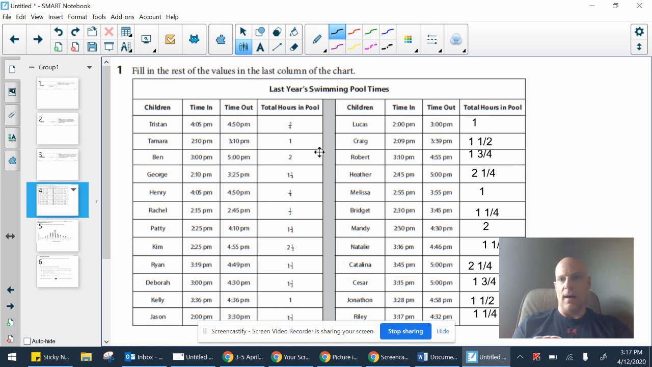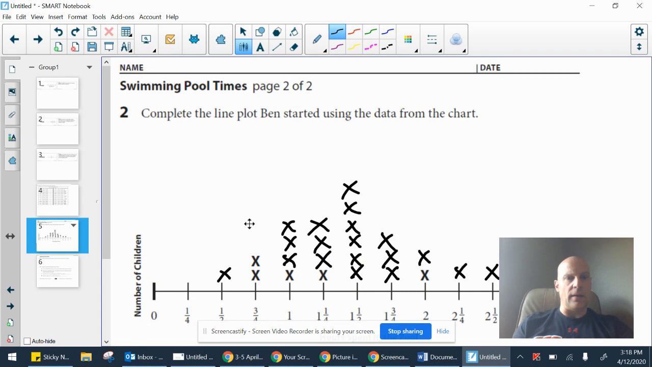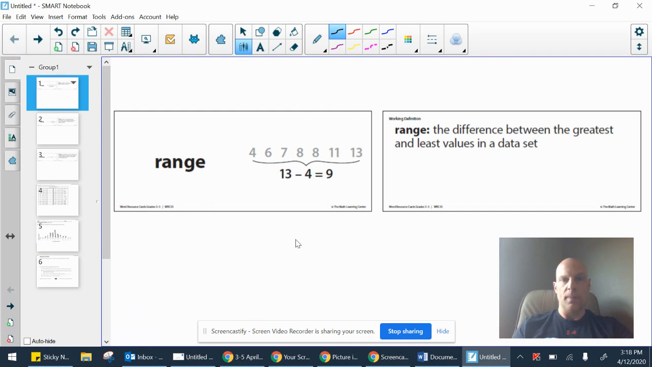So we have this data set here, and then we have our line plot. Let's take a look at different ways that we can analyze this data. One way, and this is new vocabulary, is using the range, or finding the range. The range is the difference between the greatest and least values in a data set. Our greatest is 13 and our least value is 4. To find the range, we take our greatest and subtract our least. 13 minus 4 is 9. So our range for this would be 9.